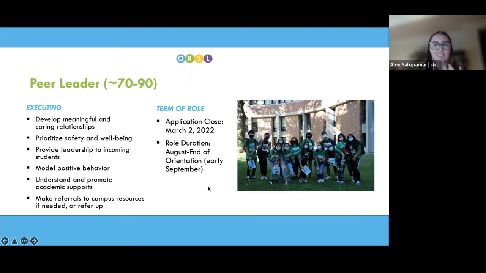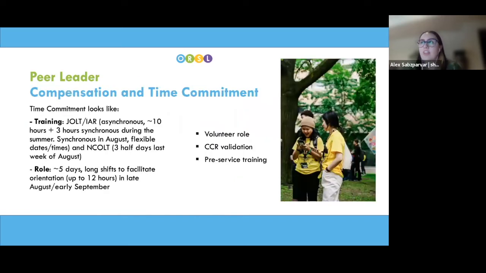So there's going to be orientation executives, coordinators, head peer leaders, and also us, the SOL staff, that you can refer up to if you ever have questions or need more support. So applications for this role do close on March 2nd, 2022. So there is a bit of time to complete the application. And again, August to the end of the orientation period. So that's about early September, usually before classes start, sometimes the first 2 days of classes, is the term of the role.